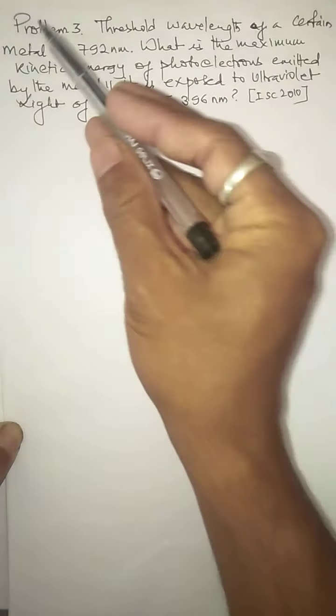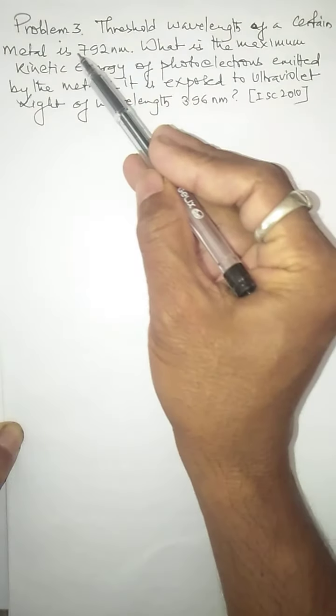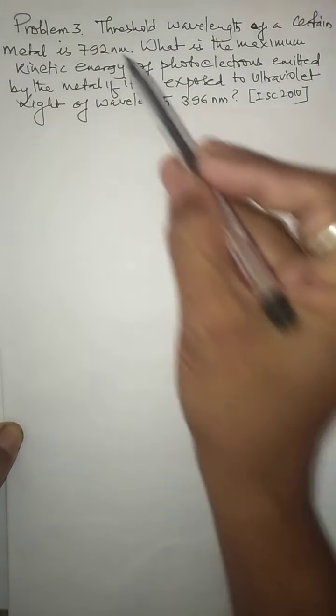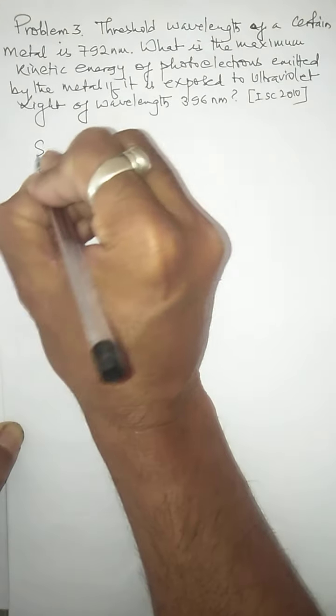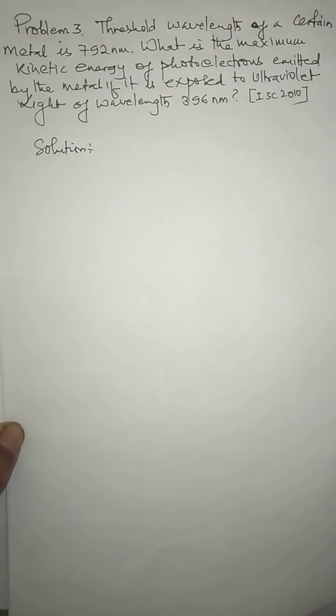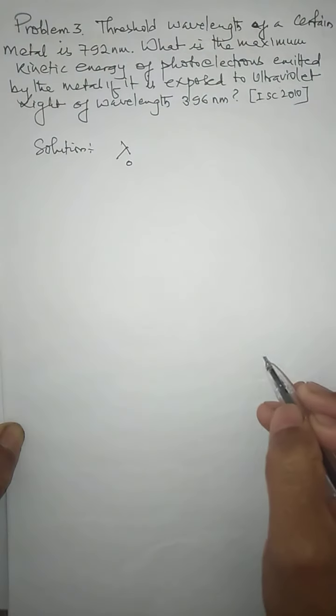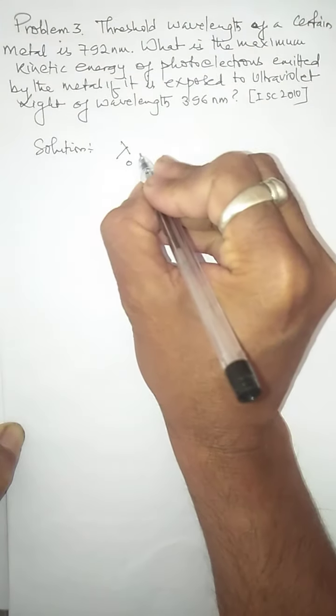Problem number 3 says that the threshold wavelength of a certain metal is 792 nanometer. Nm means nanometer. Threshold wavelength means the maximum wavelength of the incident photon which can be incident on the metal plate so that the photoelectron will just eject from the metal plate, and that wavelength is called threshold wavelength. It is symbolized by lambda naught.